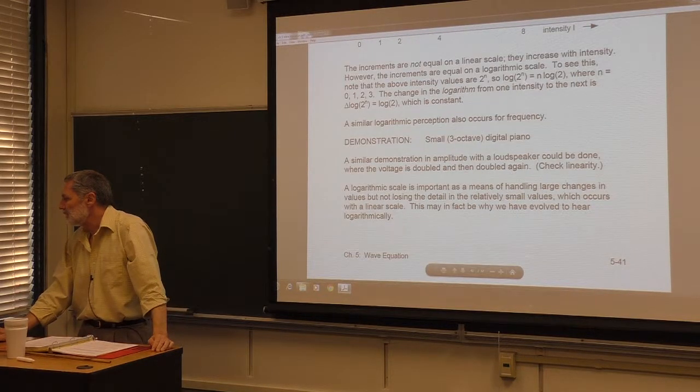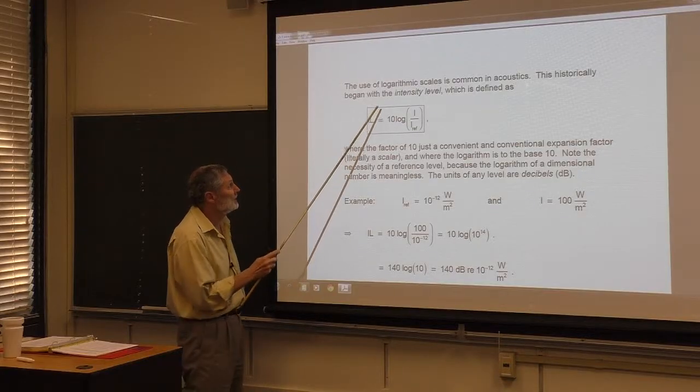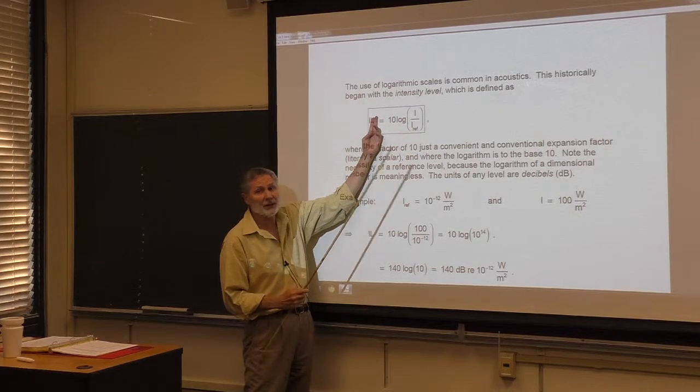Okay, what's very common, as you know, in acoustics, you've all heard of decibels. That's a general measure, but it probably arose in acoustics historically. So here's the first thing that happened historically: people recognized the need for a logarithmic scale and they defined what's called the intensity level. We'll call it capital I, capital L, to distinguish it from the intensity, which is just I.